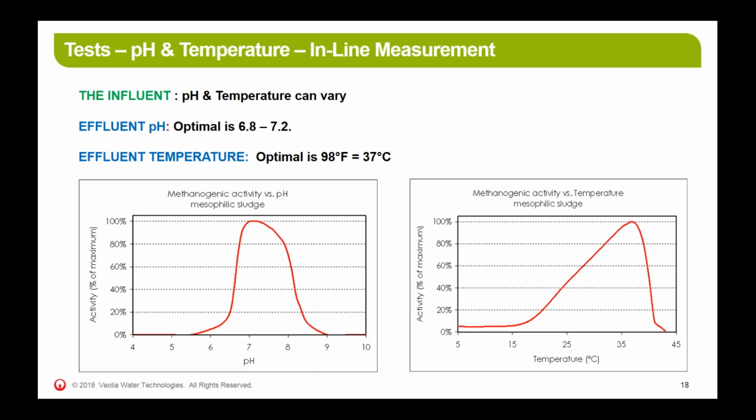I think you can remember from webinar number 1 how important the pH and the temperature are. The influent pH and temperature can vary all over the place, and we're going to control those in the process. What we're shooting for in the effluent is a pH of 6.8 to 7.2, which is where we get our highest methane activity. And the reactor temperature needs to be, as Greg said, between 90 and 100, but we like to keep it around 98°F or 37°C for the highest activity in the biomass.